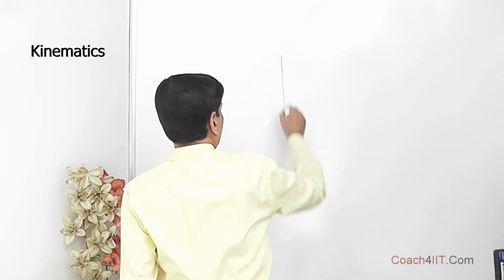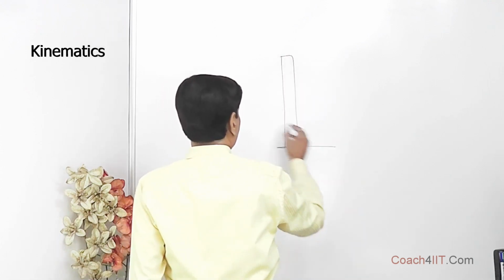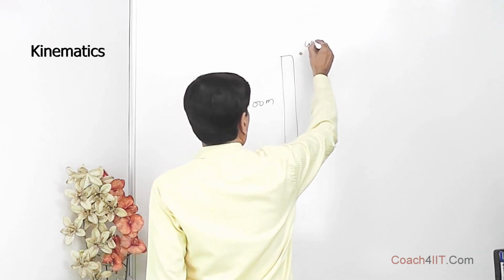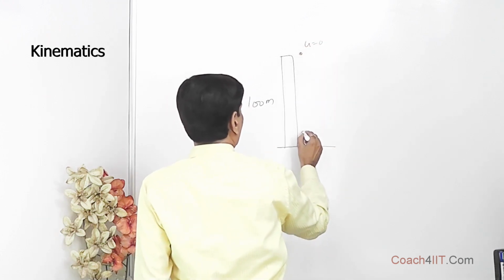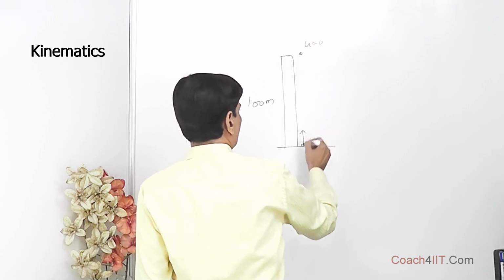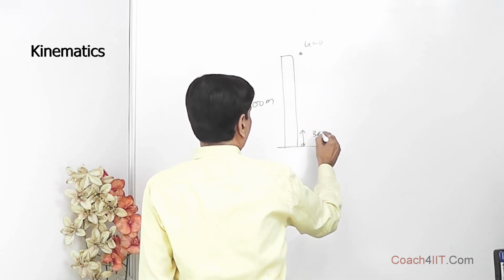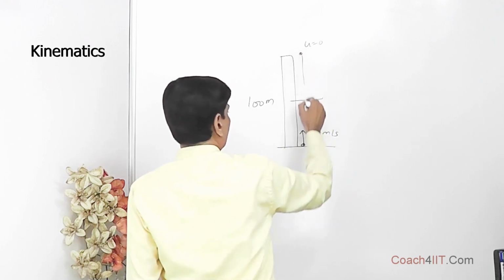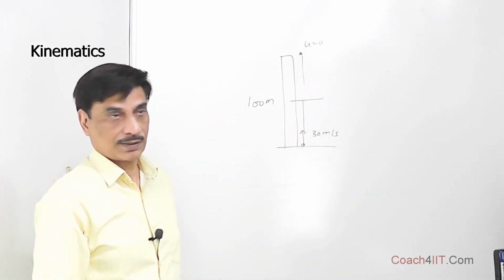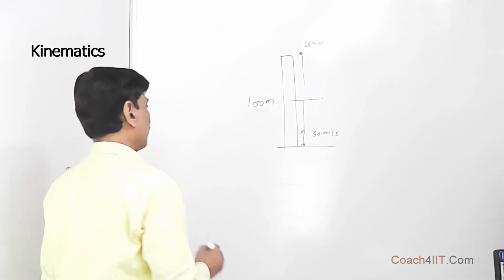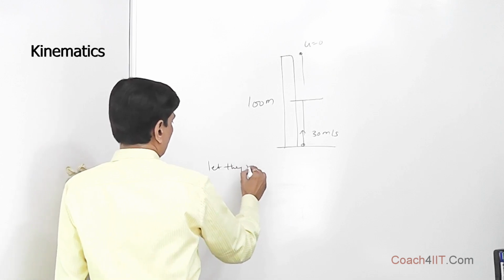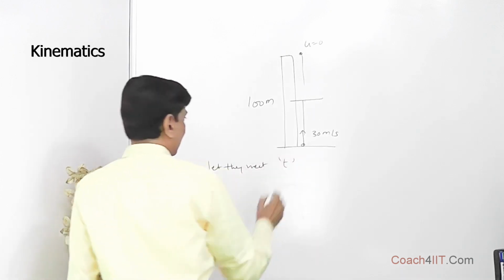Now let's take the third case, where from a high tower, we can take any height of the tower. Let's say we take it as 100 meter, and from here our body is dropped, that is u is equal to 0, and from here our body is thrown up, it is projected up with the velocity of 30 meter per second. We are asked when and where they are going to meet. So once again we say let them meet after time t.